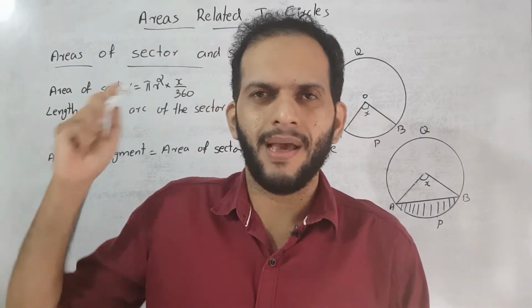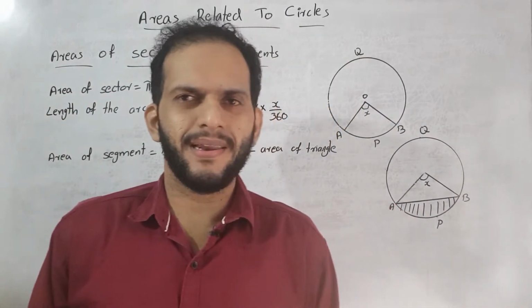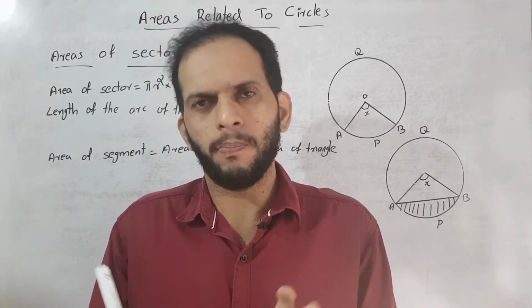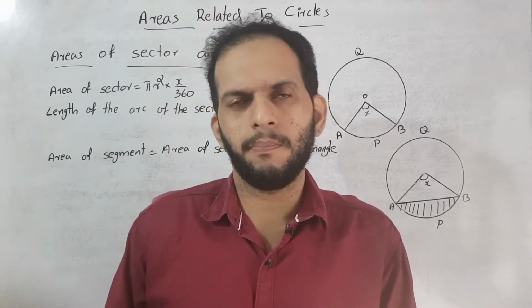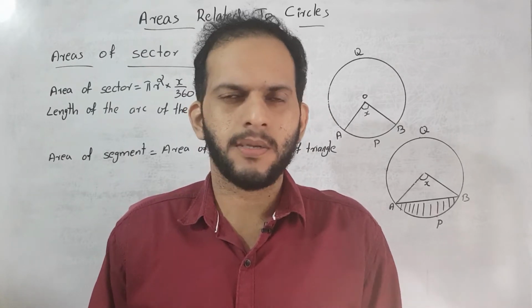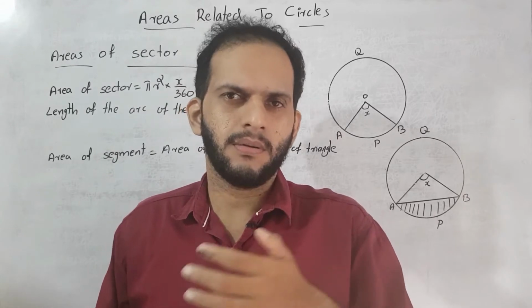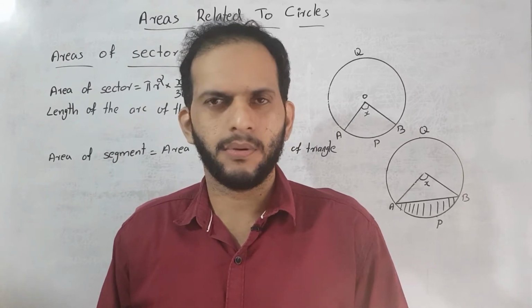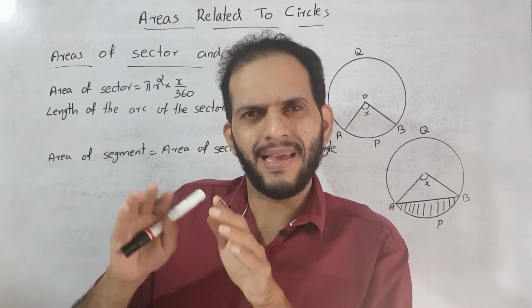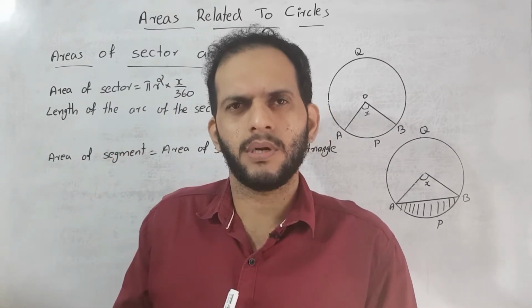So we go to our next chapter. That one is areas related to sector. In this chapter we have two parts. The first one is completely based on the ideas related to circle and its parts. Parts means sector, segment, arc, like that. Okay. In the second part we discuss the areas related to shaded portions.